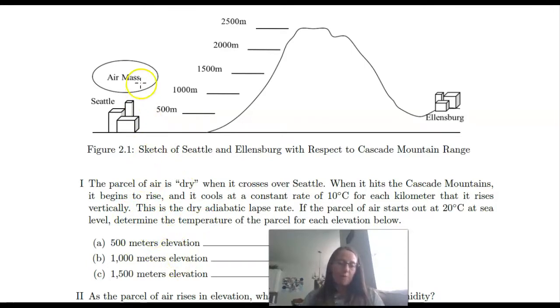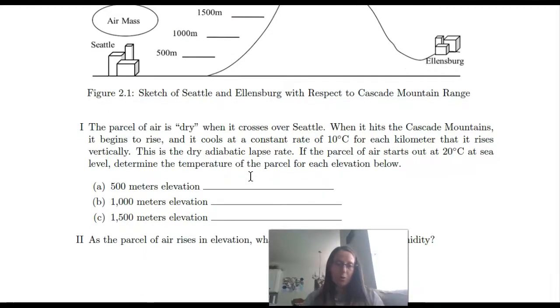So if it changes 10 degrees Celsius for each kilometer that it goes up vertically, what's it going to be at 500 meter elevation? What's it going to be at 1,000 meter elevation? And at 1,500 meter elevation. I'll do one of these three for you. Basically, if I know that it loses 10 degrees Celsius every kilometer that it rises, I know that it's going to go from 20 degrees C to 10 degrees C in 1 kilometer. So at 1,000 meters, this will be 10 degrees C. Okay? Cool. I'll let you figure out the other two.